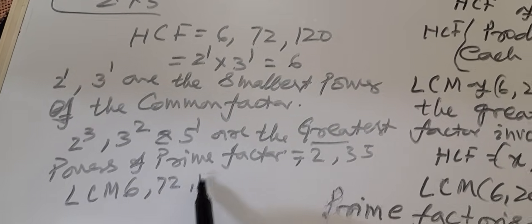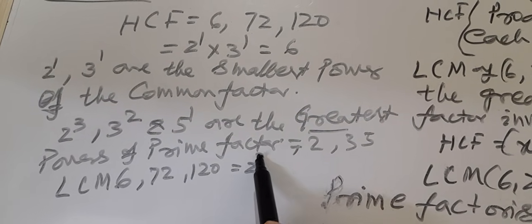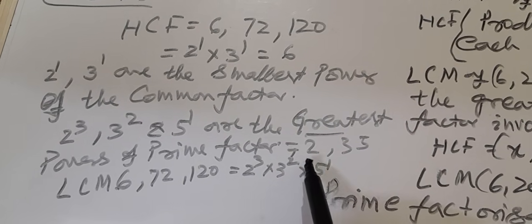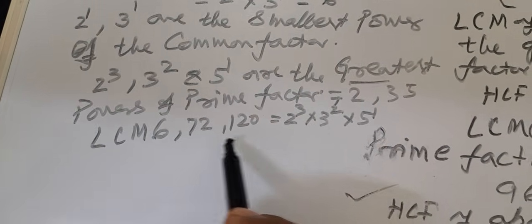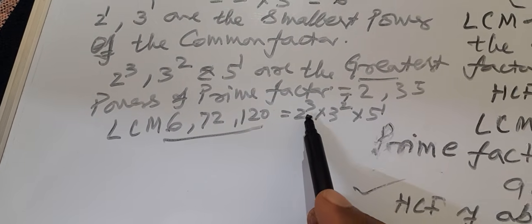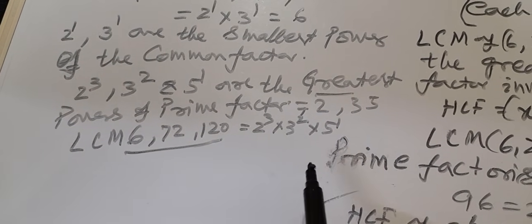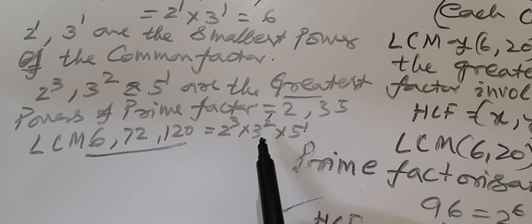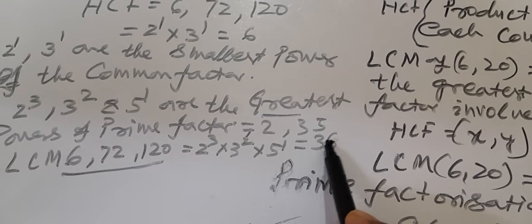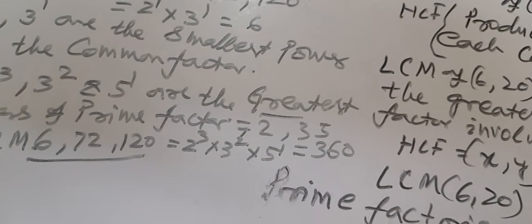That is, LCM of 6, 72 and 120 equals 2 to the power 3 into 3 to the power 2 into 5 to the power 1, that is 360.